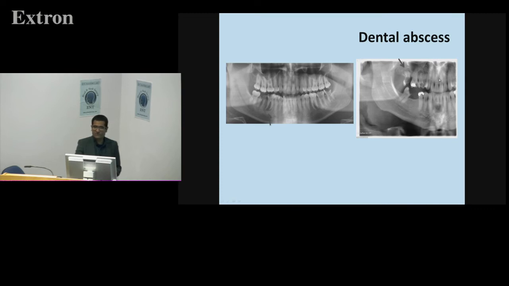But as you go towards the maxillary side, it can be a bit more tricky because you've got sinuses, and the anatomy is a bit more complex. Yeah? But here in the molar here, you can see a sort of shadow around the root.